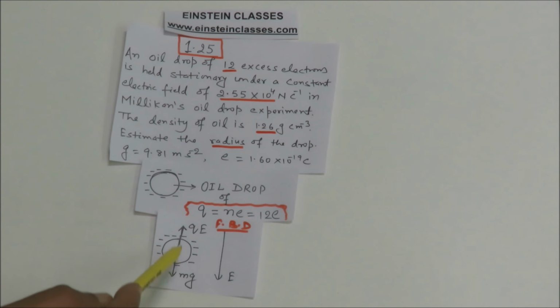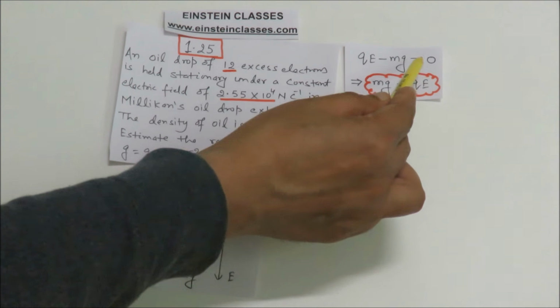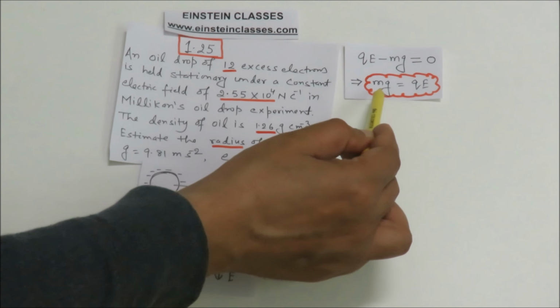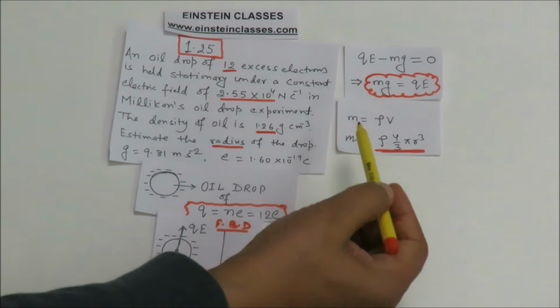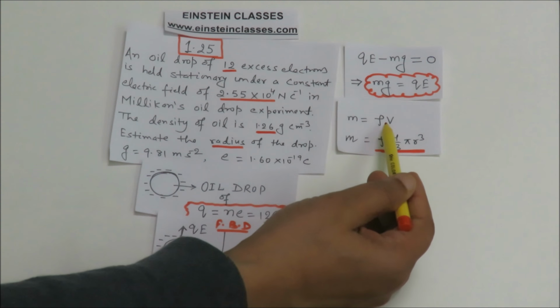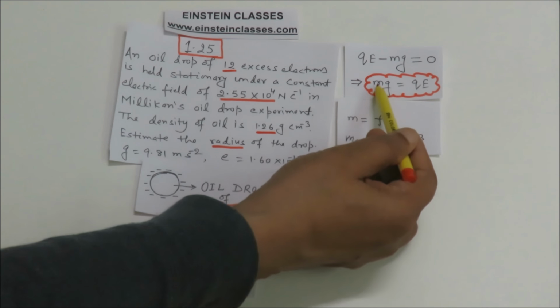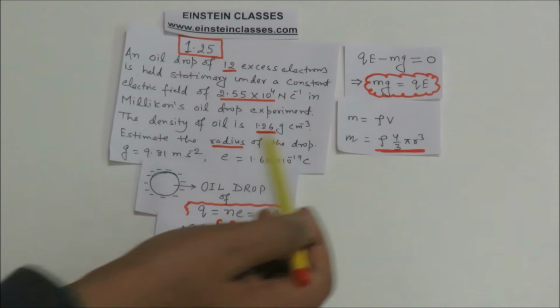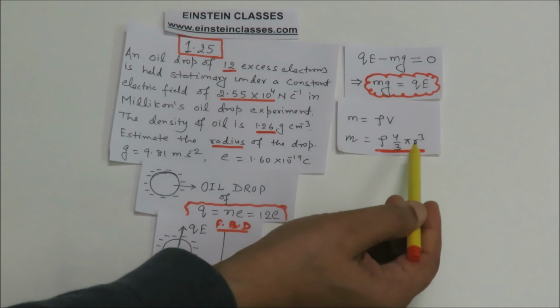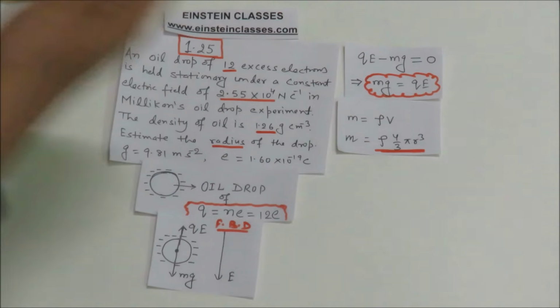As the drop is at rest, hence we can say that QE minus mg will be equal to 0. Or you can say mg minus QE equal to 0. From this we can write down mg equal to QE. m equal to rho V, and the volume will be 4/3 pi r cube. Now place this value of mass m in this expression, and you can get the expression from which we can calculate the radius of the drop.